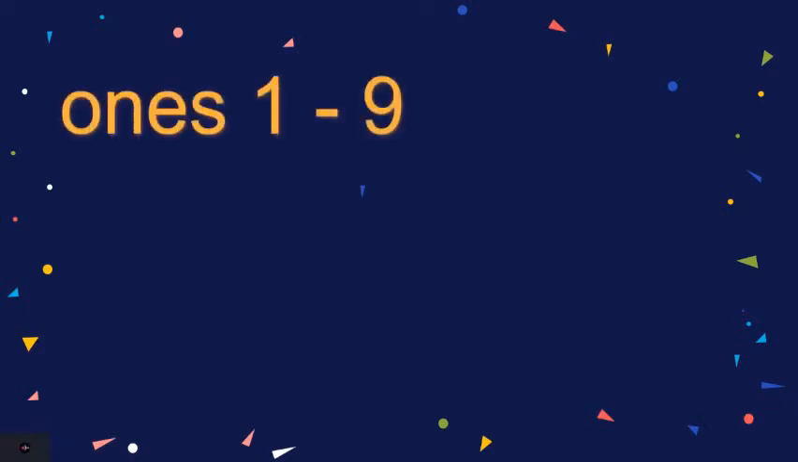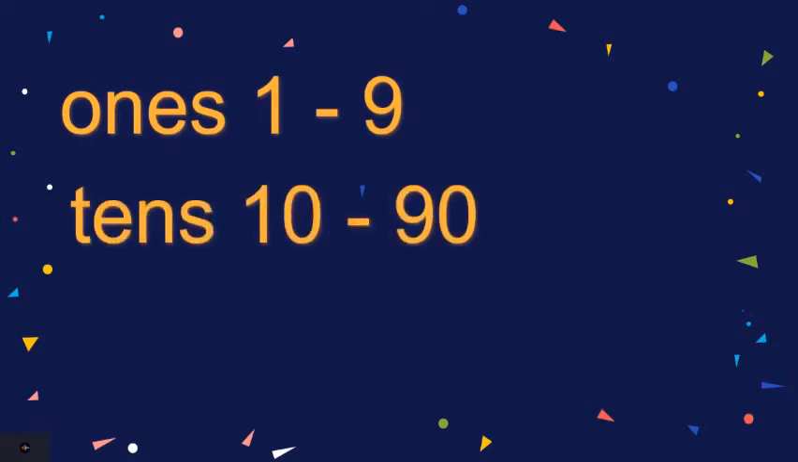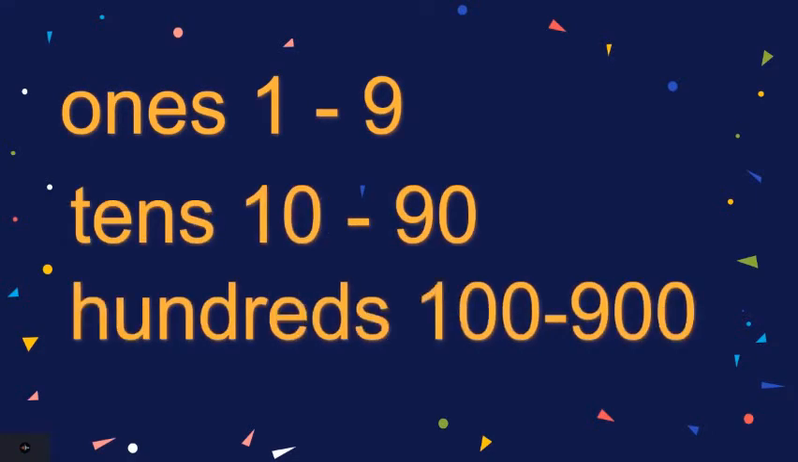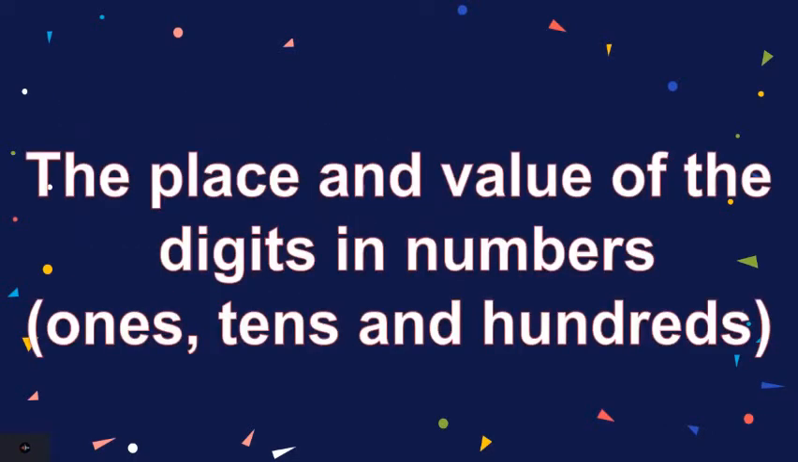Let's review our lesson last time. We talked about places of digits in a number. For example, ones, tens, and hundreds. Today, we are going to talk about the place and value of the digits in numbers, ones, tens, and hundreds. Let's continue.